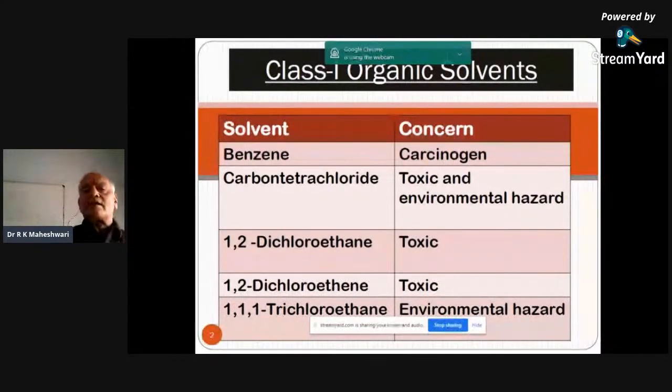Now coming to the first slide, firstly please see how harmful the organic solvents are to human beings and animals. Here we see benzene, it is carcinogenic. Carbon tetrachloride is toxic and an environmental hazard. These are class 1 organic solvents.